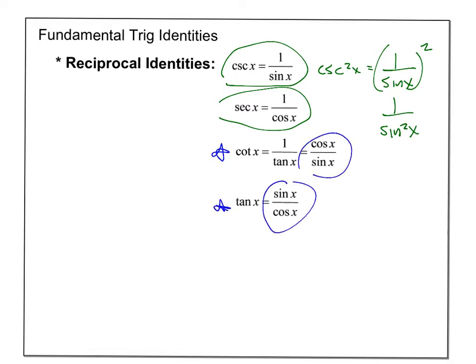Please note that sine over cosine is tangent and cosine over sine is cotangent, because that's going to come into play. And if I square those, that's what the equivalent is right there.